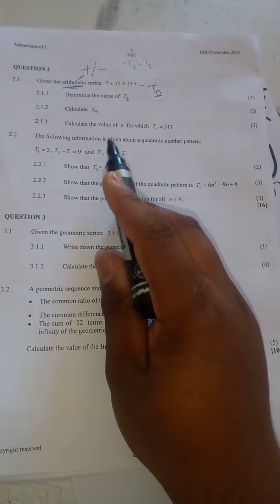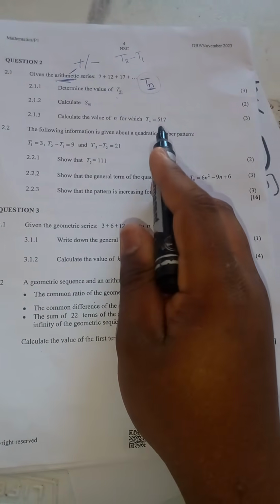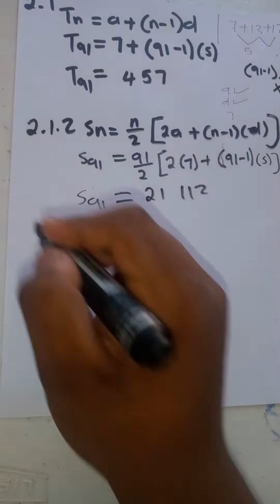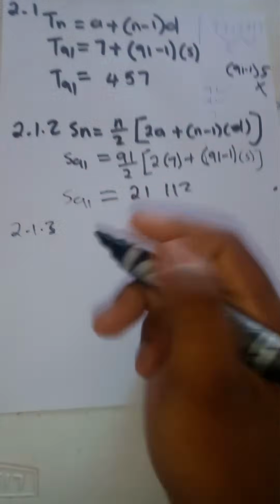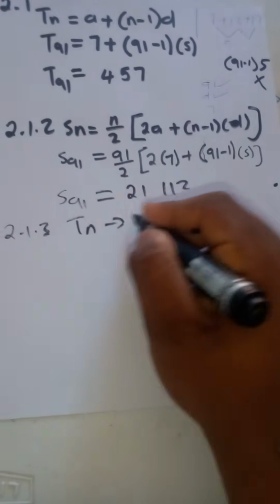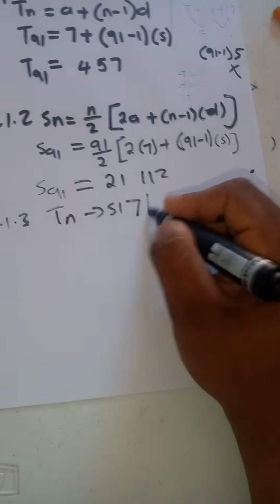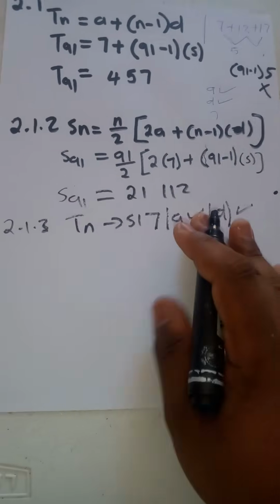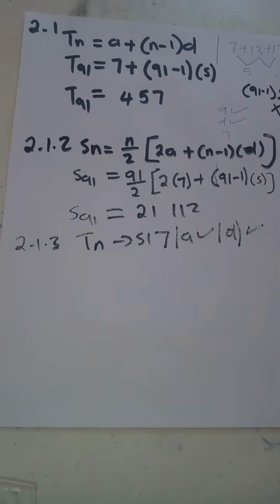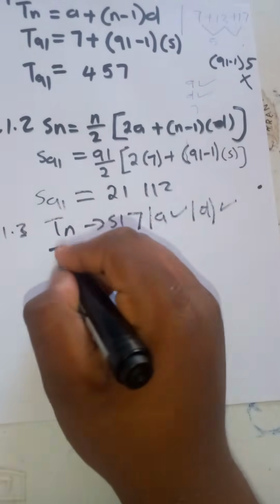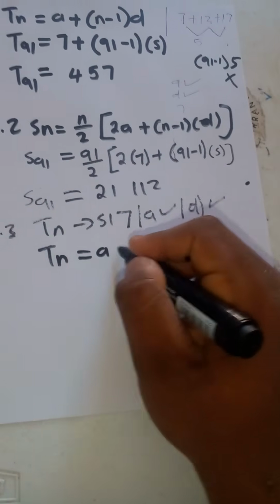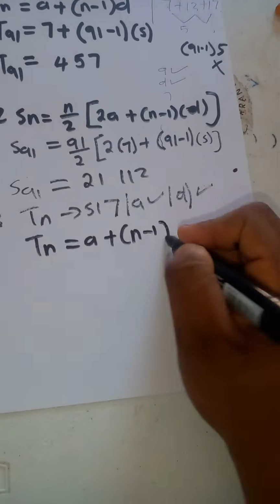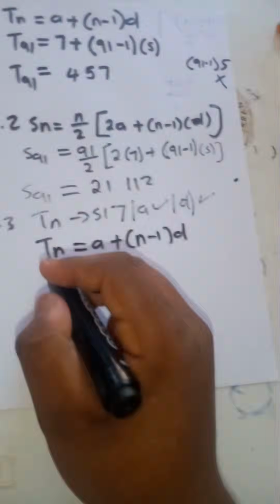So now number 3: calculate the value of n for which Tn is equal to 517. This is 2.1.3. In our formula, where there is Tn, we are going to put 517. Already we have the value of a and the value of d. They simply want the value of n. So let's go. Our formula is Tn equals a plus n minus 1 times d. Where there is Tn, they said what?